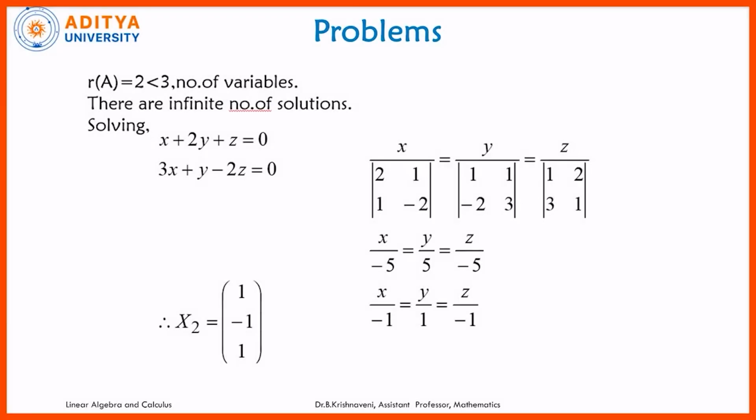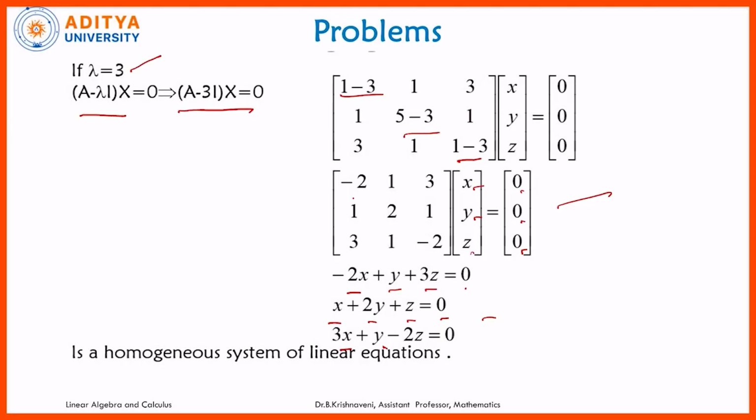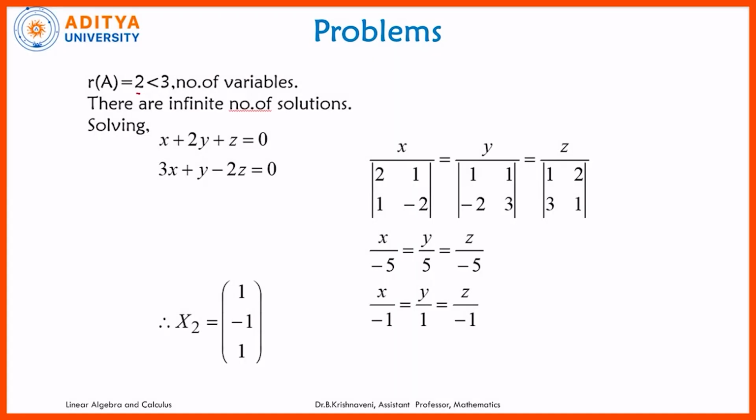Since it is again a homogeneous system having identical equations, if you observe keenly, the rank of this equation system must be equal to 2, which is less than the number of variables, that is 3. Again it has an infinite number of solutions. Now, let us solve by the same process. Let us take these 2 equations, x plus 2y plus z is equal to 0, 3x plus y minus 2z is equal to 0. So, write down the pattern for that.